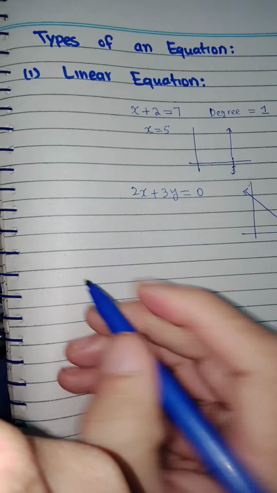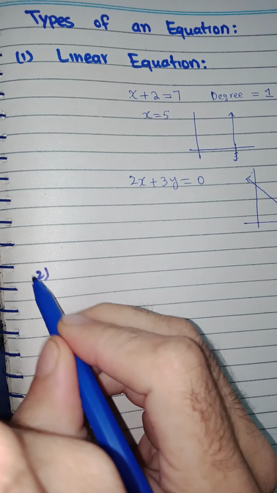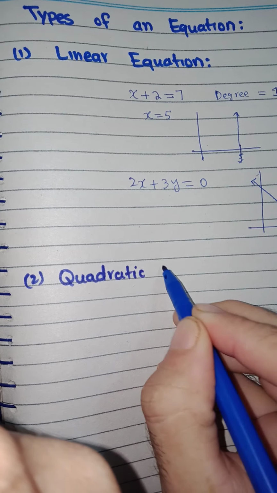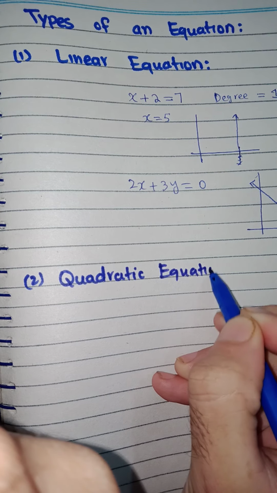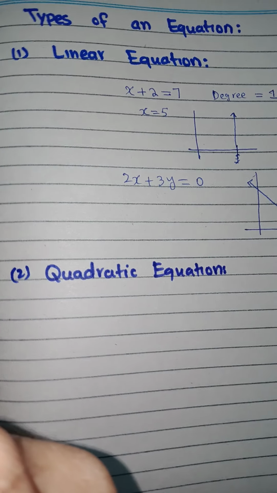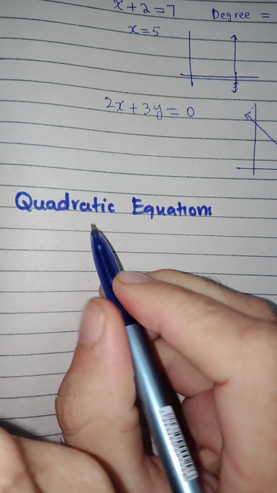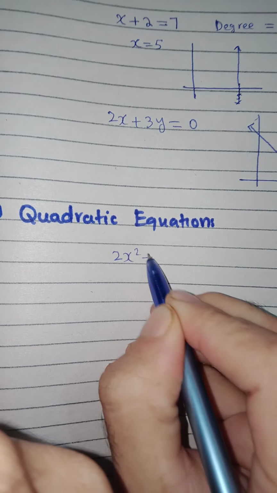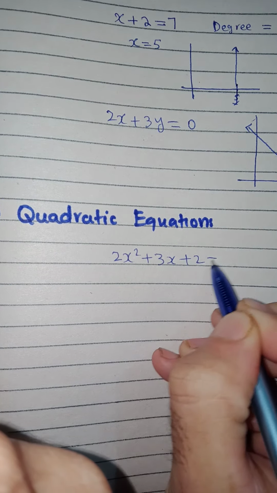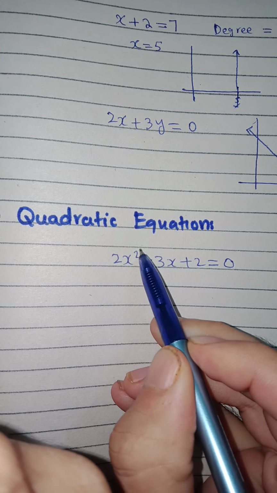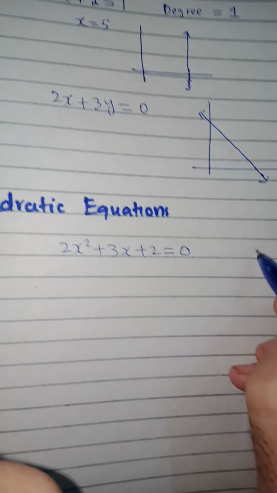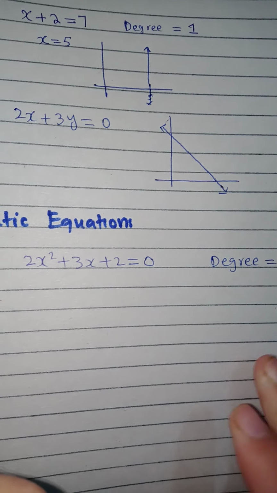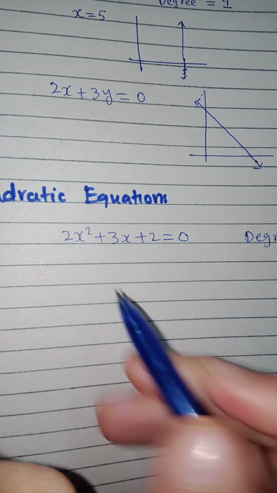The second type is the quadratic equation. A quadratic equation is an equation of degree 2. For example, here 2x square plus 3x plus 2 is equal to 0. Here we can see that the degree of the equation is 2, so we can say that this equation is a quadratic equation.